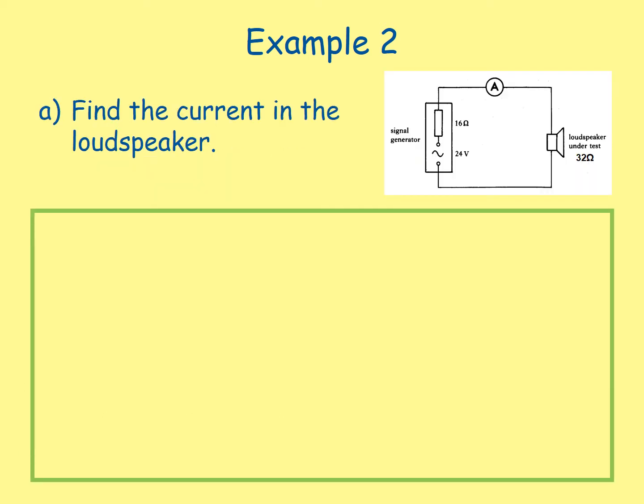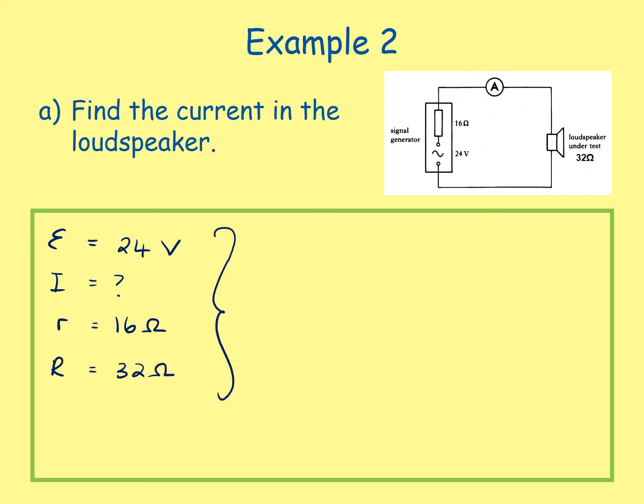Part A, we want to find the current in the loudspeaker. To do this, we want to write down what we know and what we want to work out. We know that our EMF is 24 volts. We can see that on the diagram. The current is what we want to work out. We have an internal resistance of 16 ohms, and we have a load resistance of 32 ohms.